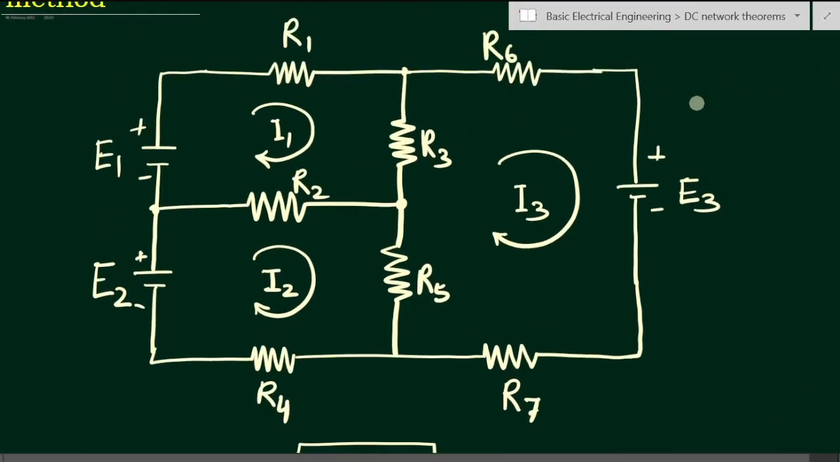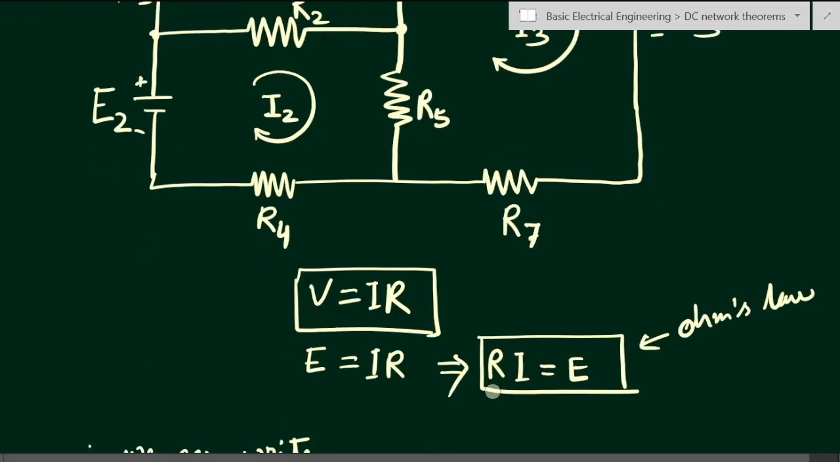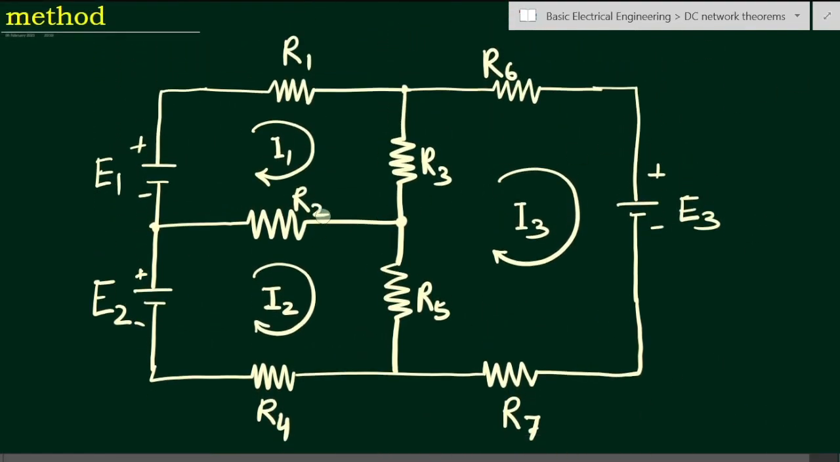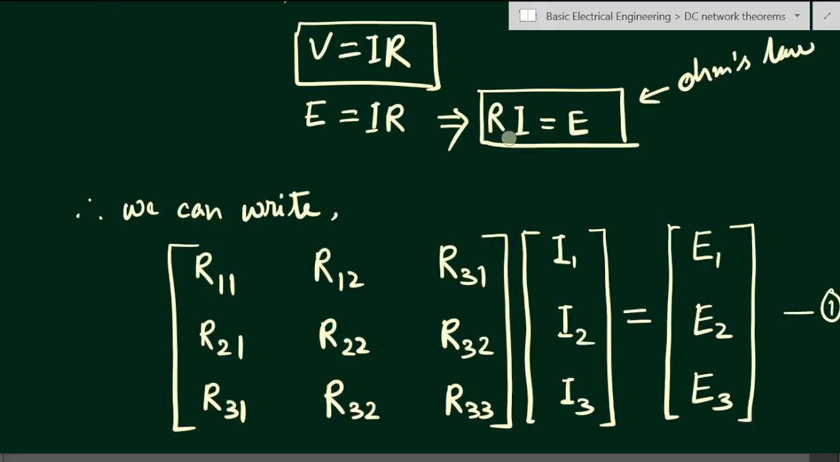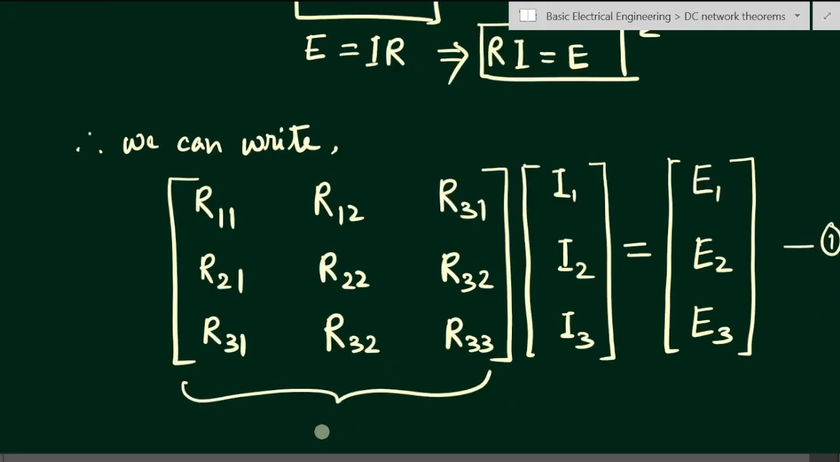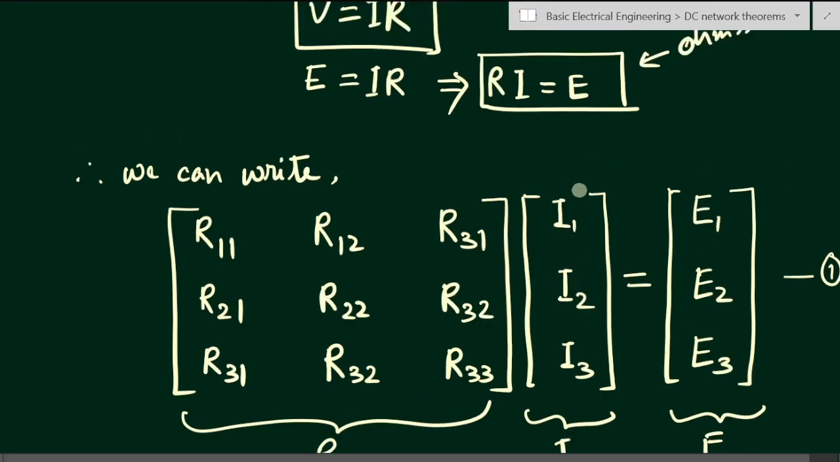In this circuit we have three loop currents, and therefore the matrix will be of size 3 by 3. R will be represented by the resistance matrix, I will be represented by the current matrix, and E is the EMF matrix. Because we have considered three loops, R will be a 3 by 3 matrix. So from the expression R into I, this matrix is the R, this 3 by 1 matrix is I, and this matrix is E. R multiplied with I gives the E matrix. This is Ohm's law in matrix form.